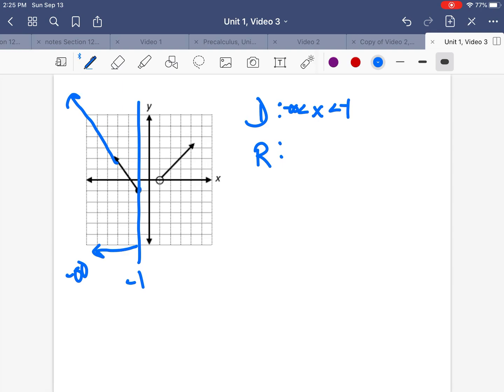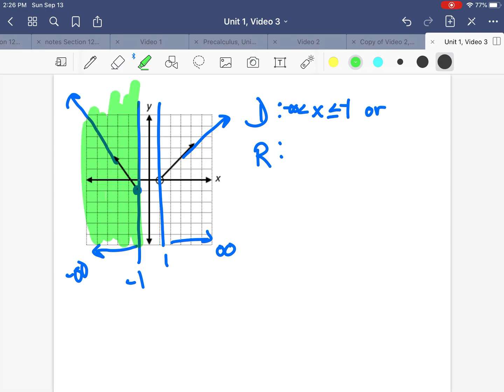It has a filled in circle right here, so I'm going to put an equal bar. The next section starts at 1, and then it just keeps going that way off to infinity. So 1 to infinity. What's going on here is the graph exists from here back and also from here up. So those are the two sections that I'm going to name. So x is either from negative infinity to negative 1, or the graph also exists from 1 on. So x is between 1 and infinity. Now this one right here is open, so I am not going to put an equal bar.